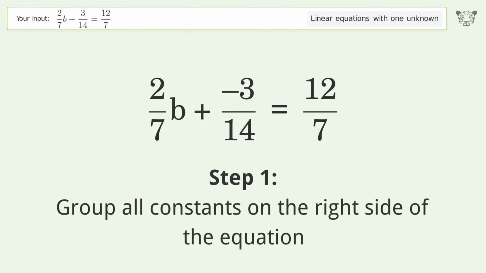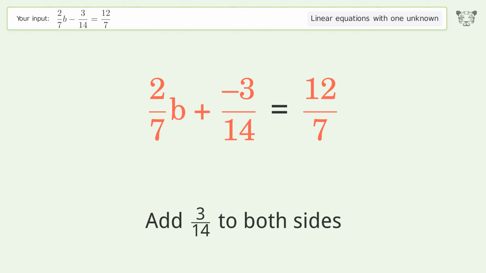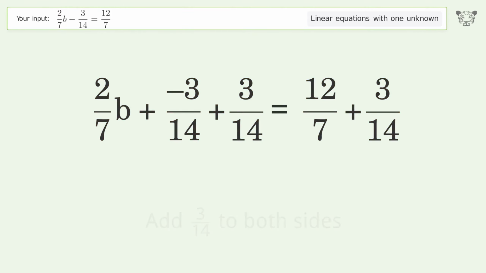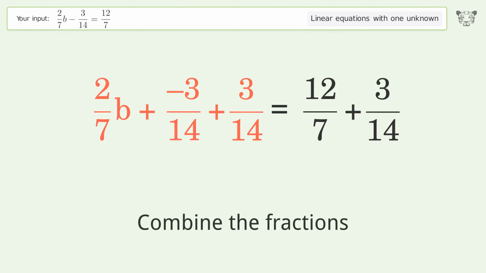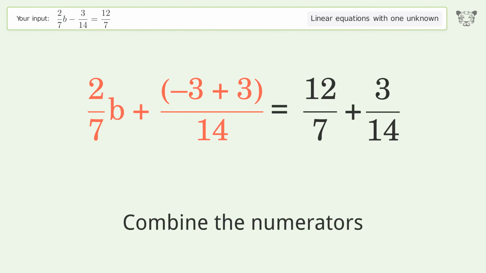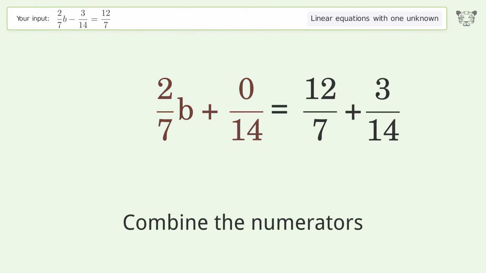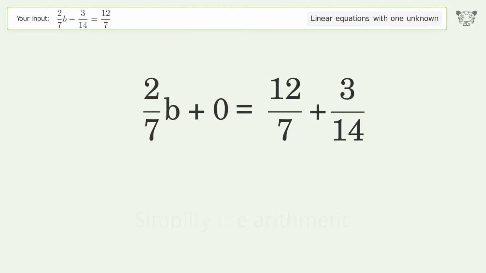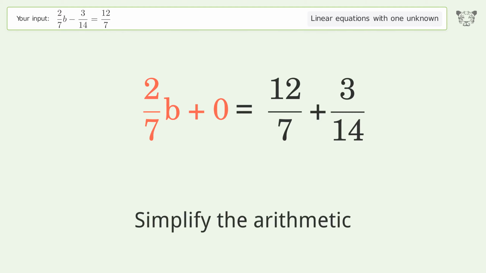Group all constants on the right side of the equation. Add 3/14 to both sides. Combine the fractions. Combine the numerators. Reduce the zero numerator. Simplify the arithmetic.